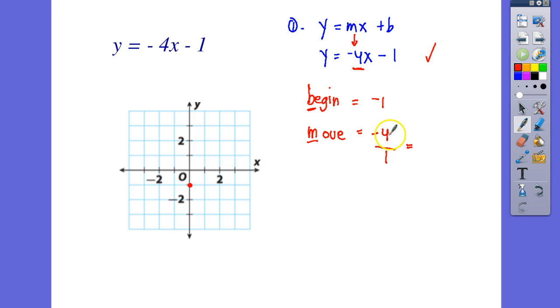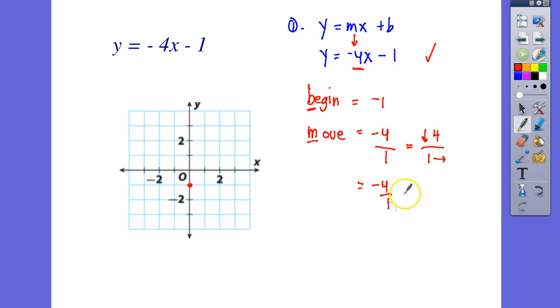Since this is negative 4, that means you're going to go down 4. And this is positive 1, so you're going to go 1 right. So from your starting point, you're going to go down 4. 1, 2, 3, 4. Okay. There's no grid over here. So let me show you a way to manipulate this fraction.